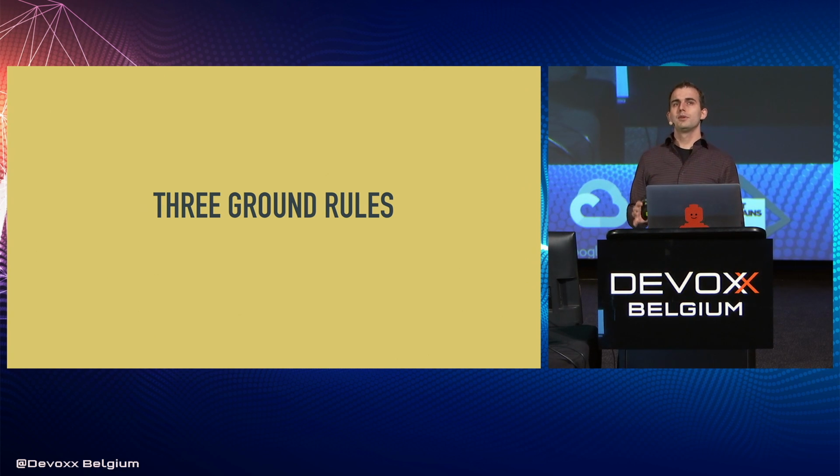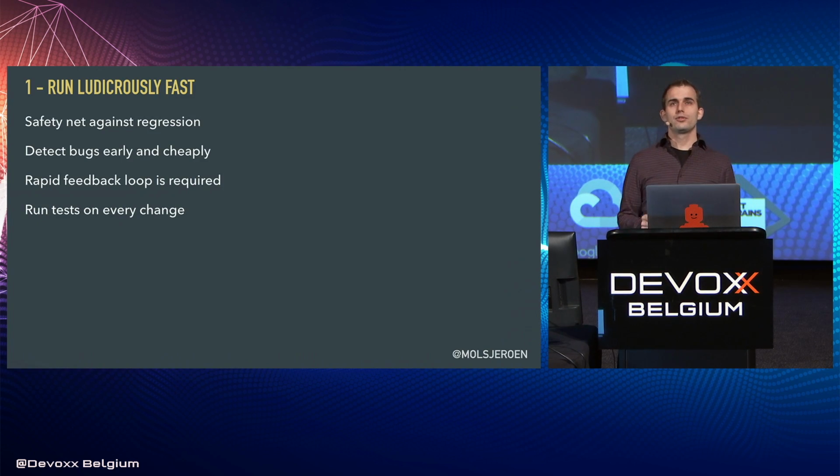Now that we have the core principles, what are the 3 ground rules that make tests really awesome? First and foremost, tests need to be fast. Not just super fast, but really ludicrously fast. That is because tests make sure that your code is doing what it's supposed to do, and that it keeps on doing that over time. But tests can only do that when they run, right? So every time we run our tests, we're going to get a piece of feedback. And we want to have rapid feedback.